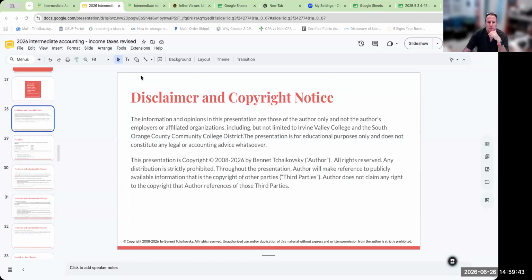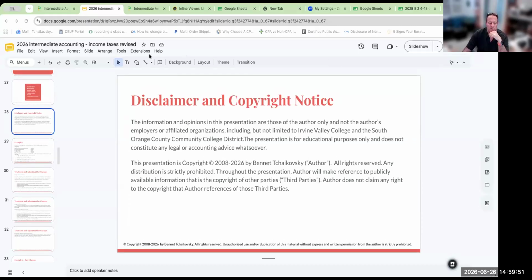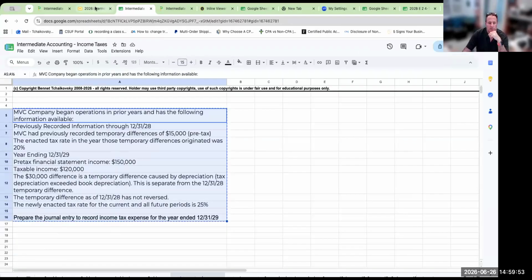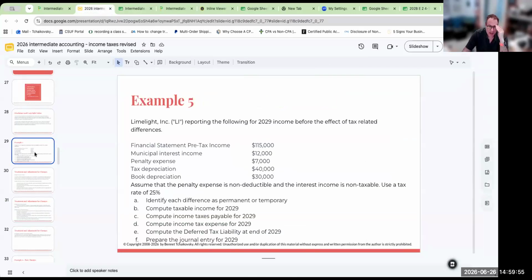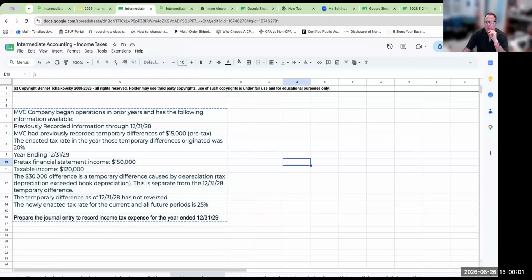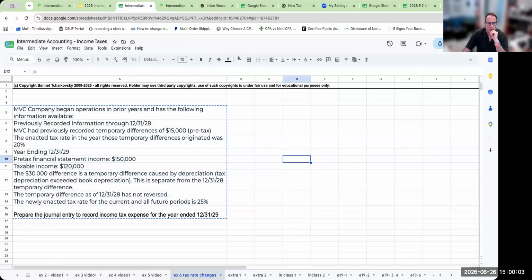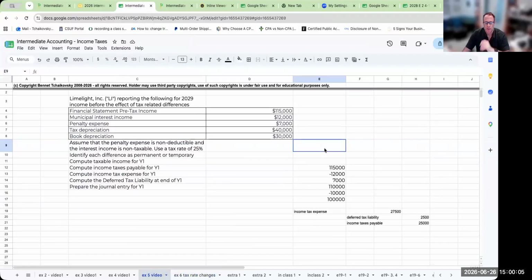Okay, so let's jump right on in with a review problem. And once we have gone through and looked at that review question, then we'll go ahead and start to talk about tax rate changes. So coming over here with this example.